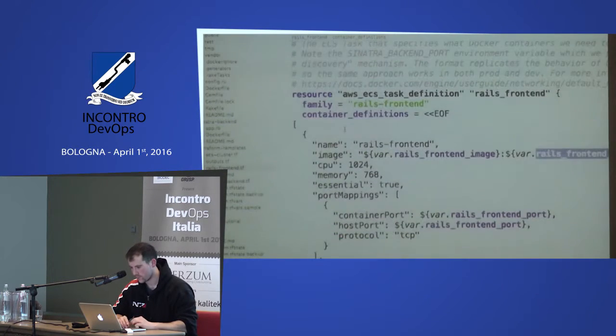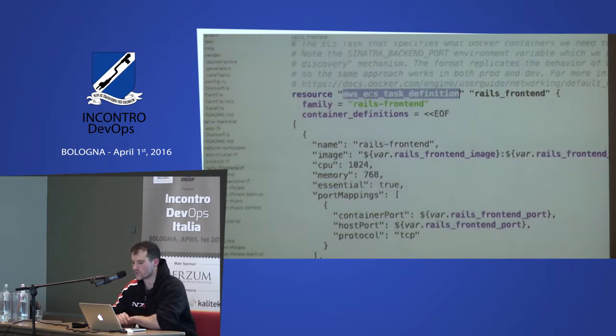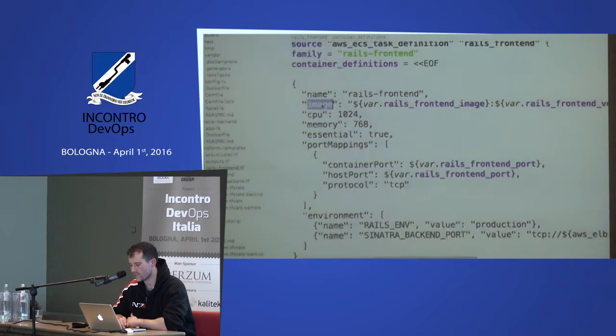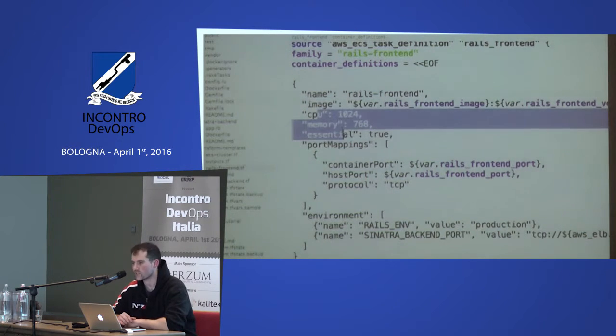So this is the task definition for the Rails front-end microservice. As you can see, it's basically just a blob of JSON. You specify the name, you specify what Docker image to run. In this case, I'm using variables for it, which will actually allow me to deploy new versions by just changing a variable. And then it specifies the resources that service needs. So CPU, memory usage, port numbers, etc.